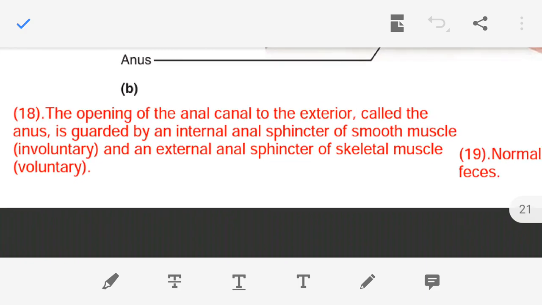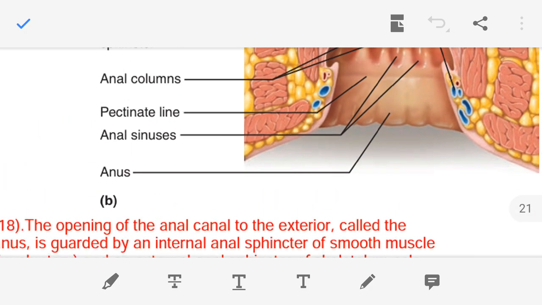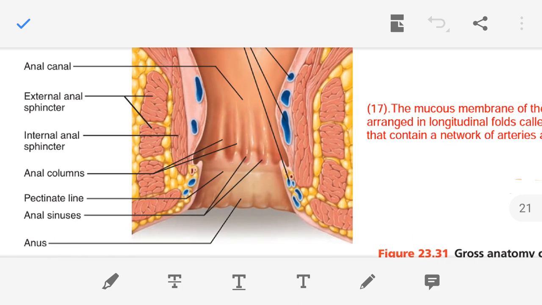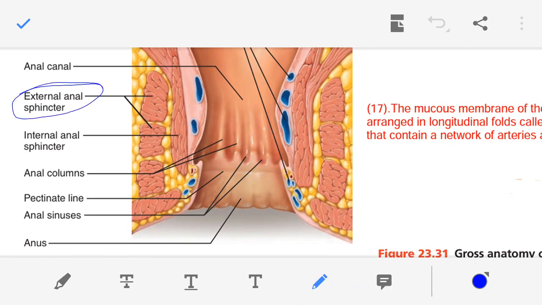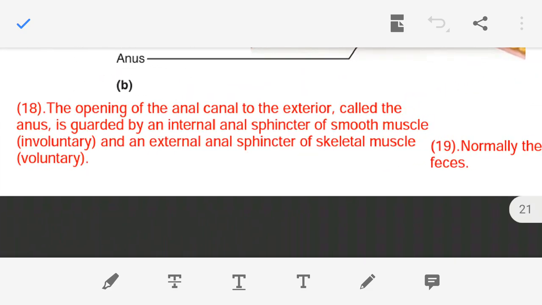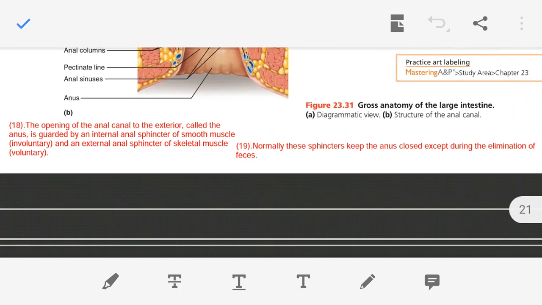And then the external anal sphincter. So first I am showing you the external anal sphincter. So these are the external anal sphincter, and this external anal sphincter is made up of skeletal muscle. So these are voluntary, that means the contraction and relaxation of this sphincter is in our control. That is the meaning of this thing.